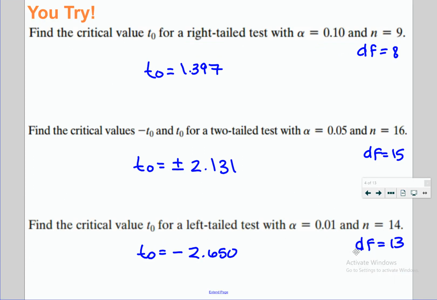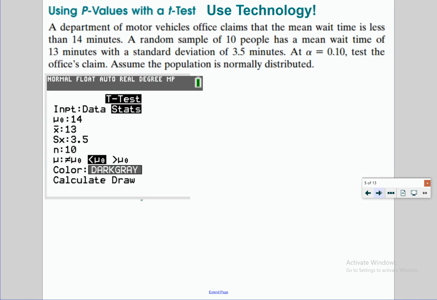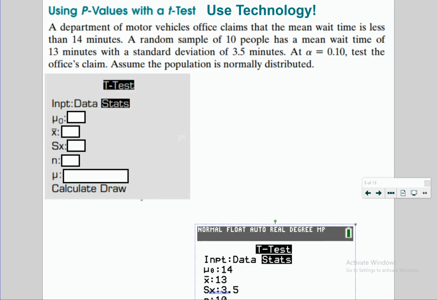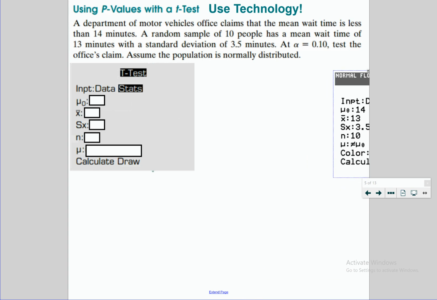All right, let's check them. Oops, too much. Here we go. Okay, any questions on those? All right, moving on. Okay, so next thing we're going to do, I don't want that just there yet. Let's move that away. Go away.